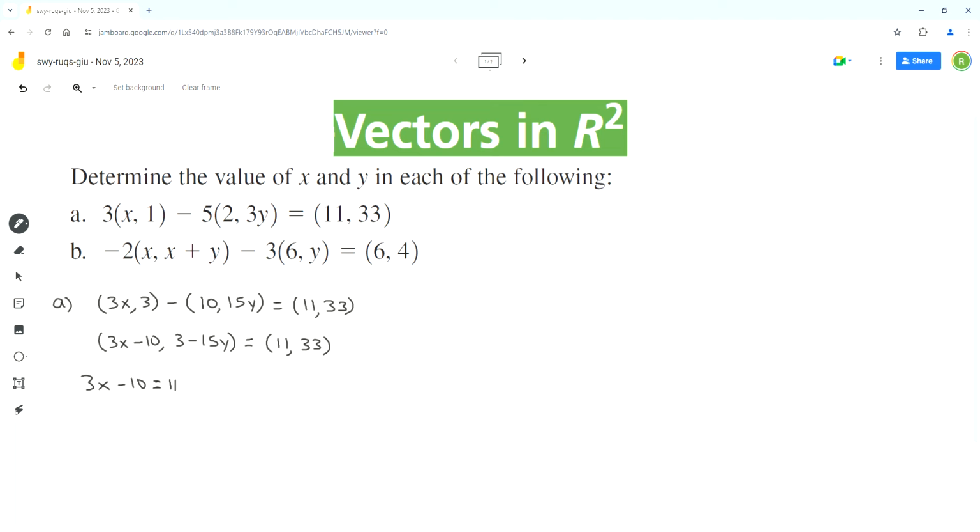So we can add 10 to both sides. So the 10s on the left side get cancelled out. So 11 plus 10 is 21. And now we can divide both sides by 3. And 21 divided by 3 is 7. So this is the x value for the first equation. Now we can write the equation for the y component.